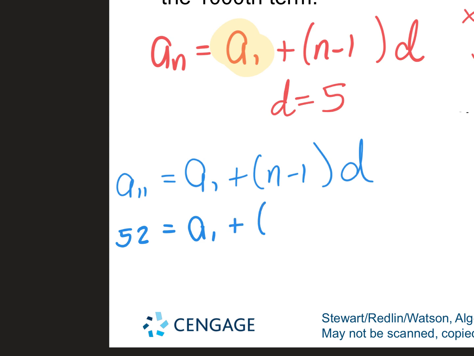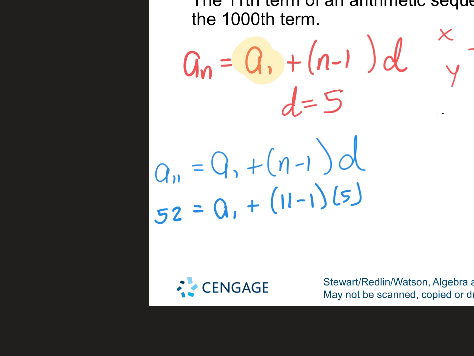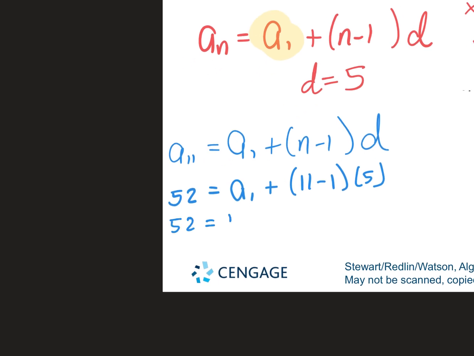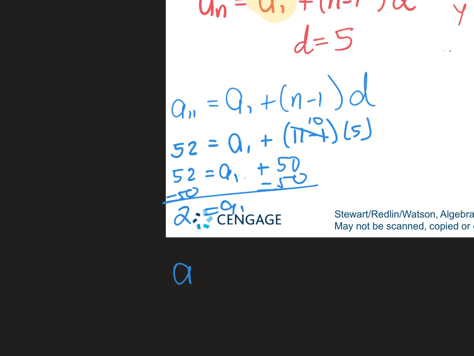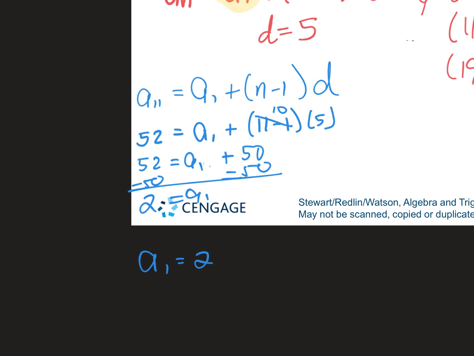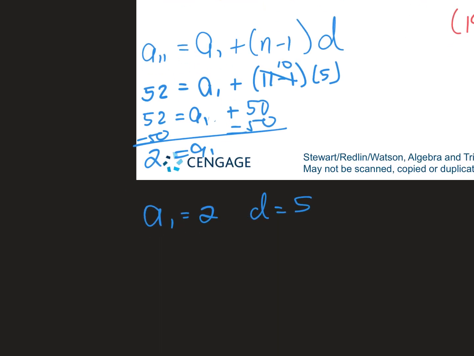Again, we're using the 11th term, so I'm going to plug in n is 11 minus 1 times your common difference, which was 5. n is the number of the term that you're talking about, so we're talking about the 11th. So I have 52 equals a sub 1 plus 11 minus 1, which is 10, and 10 times 5 is 50. Oops, I'm sorry, I'm trying to find the first term, not the 11th. So I'm going to subtract 50 from both sides, and I found that the first term was 2. So a sub 1 equals 2. My common difference is 5. We can now write the rule.